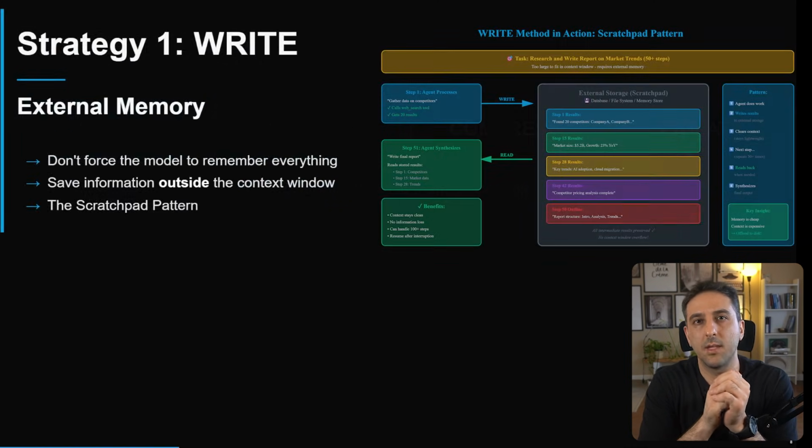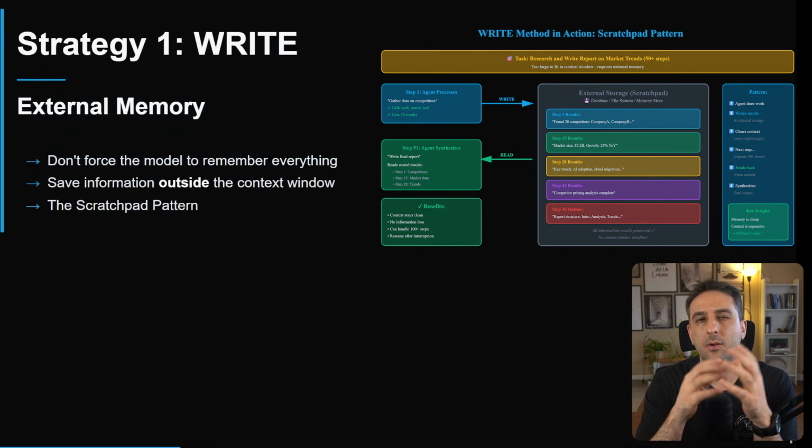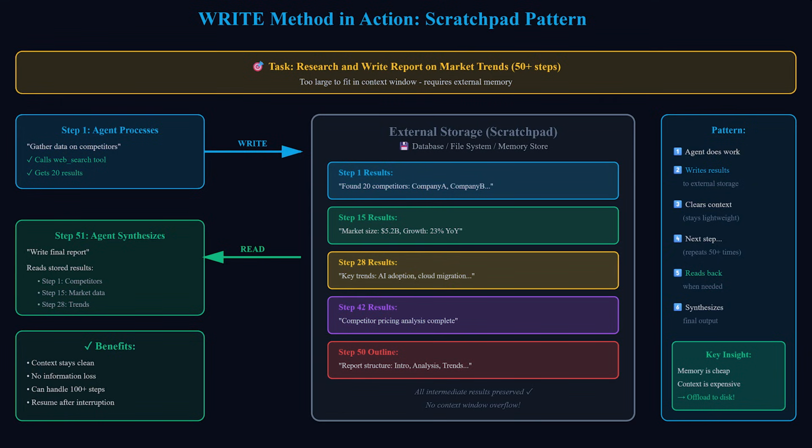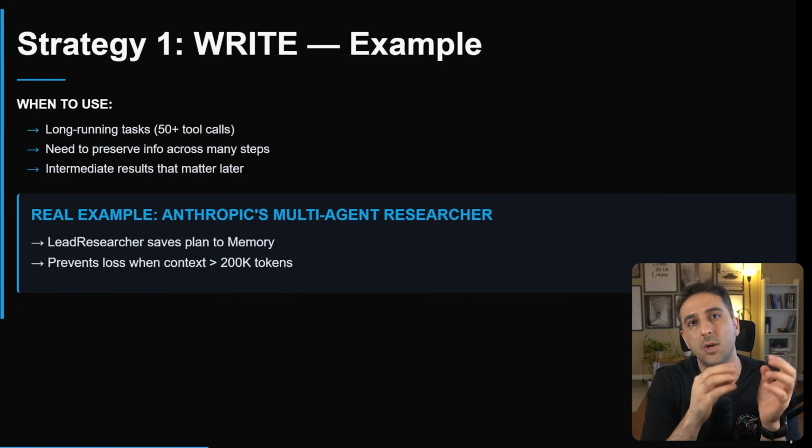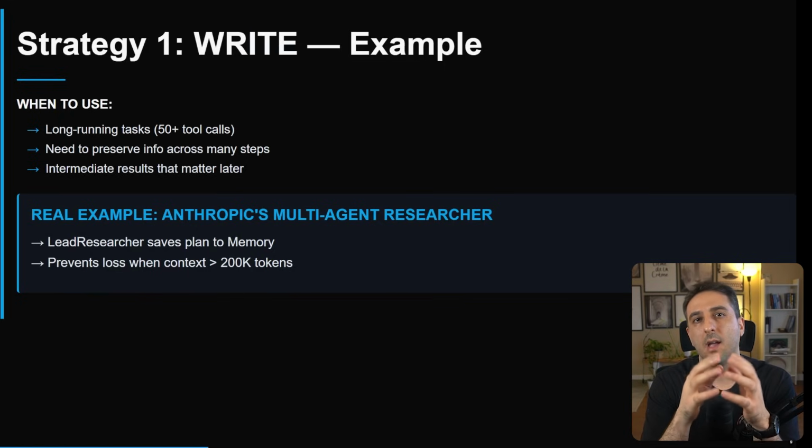Let's start with write. Write is about external memory. The core idea is very simple. Don't force the model to remember everything. Instead, save information outside the context window. Think about how you work. When you are solving a complex problem, you take notes, you write down intermediate results, and you don't try to keep everything in your head. Agents need to do the same thing. This is the scratchpad pattern. We can use this method for long-running tasks, anything with dozens of tool calls or lots of intermediate state, or situations where we need to preserve information across many steps.